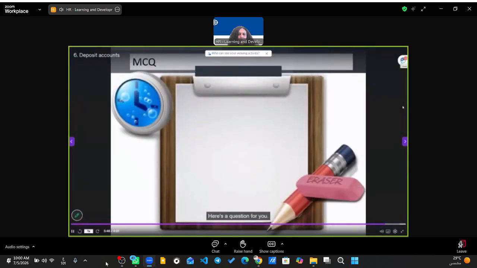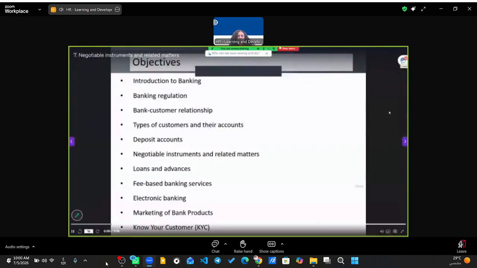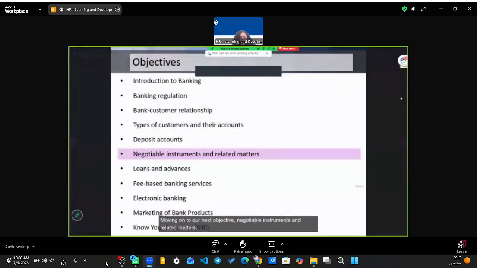Here's a question for you. Which one of the following deposits are repayable on maturity dates? Is it hybrid? Moving on to our next objective, negotiable instruments and related matters.